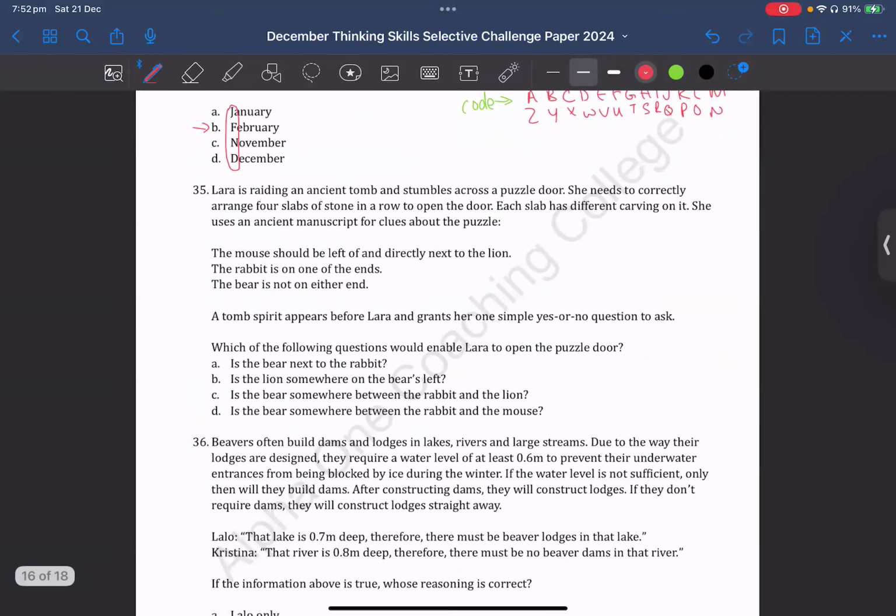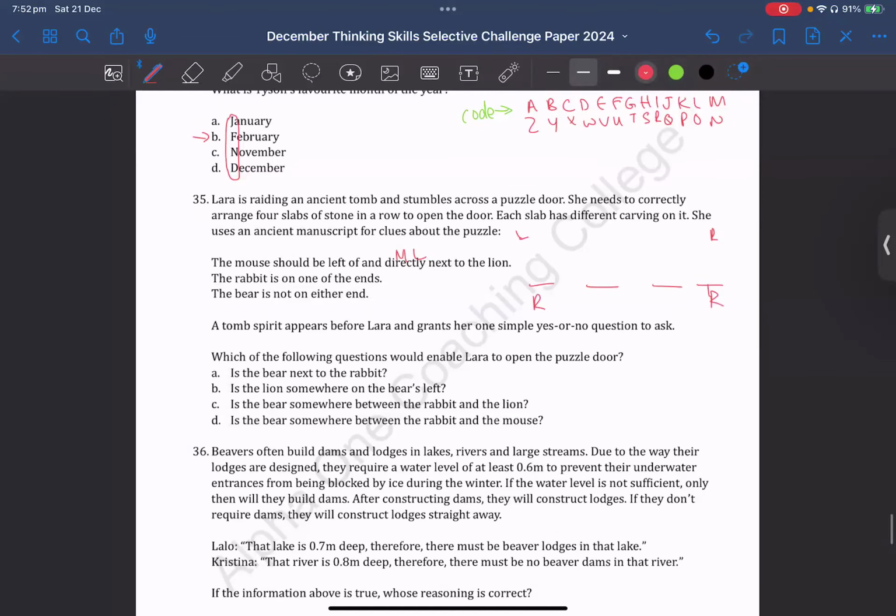35. Lara's raiding an ancient tomb and stumbles across a puzzle door. She needs to correctly arrange 4 slabs, and once again, each one has a different carving. So the mouse should be to the left of and directly next to the lion. So mouse, lion. Once again, just keep note or write it down. Okay, and these are your different placements. So the rabbit is on one of the ends. From that, I know the rabbit should be here or here, I'm not too sure. And the bear is not on either end. So the bear goes here or here, I'm not sure.